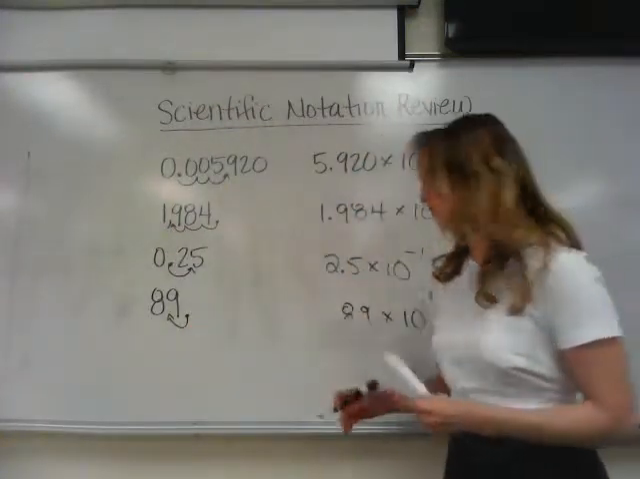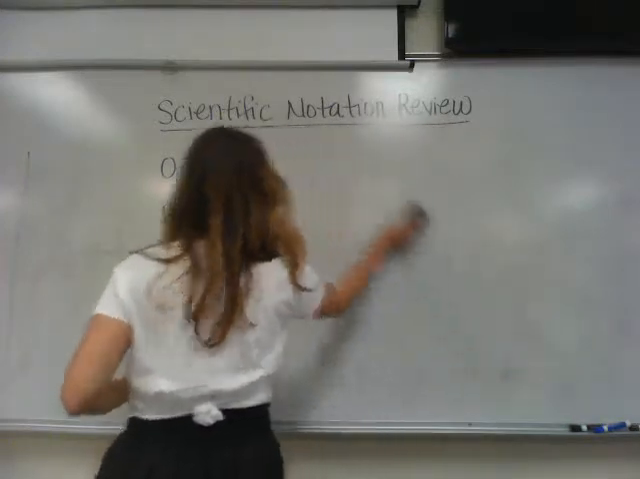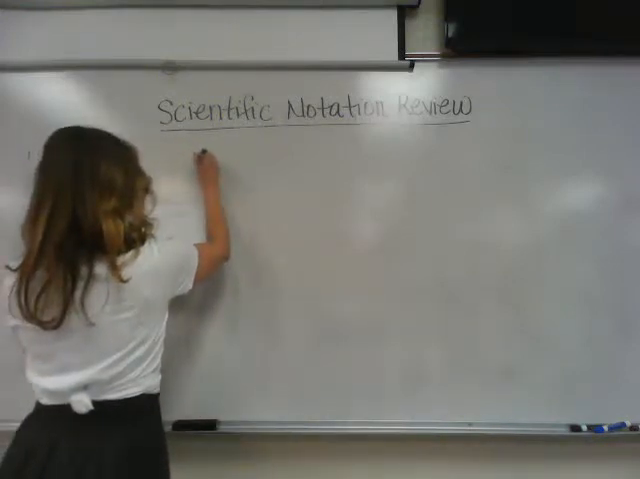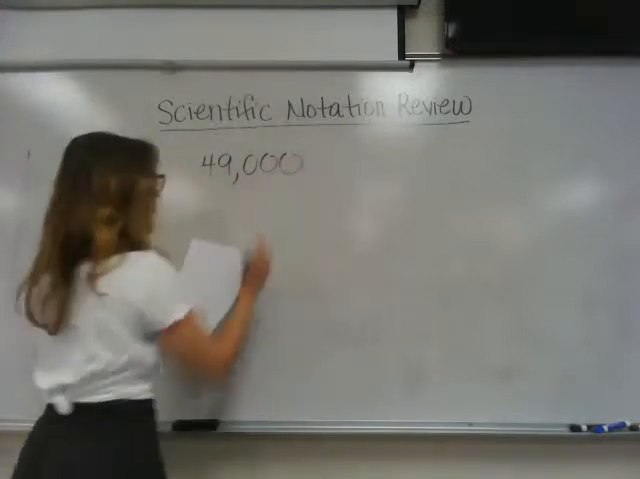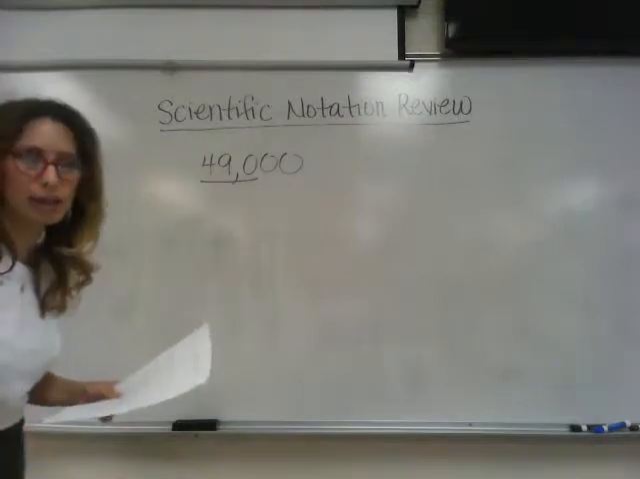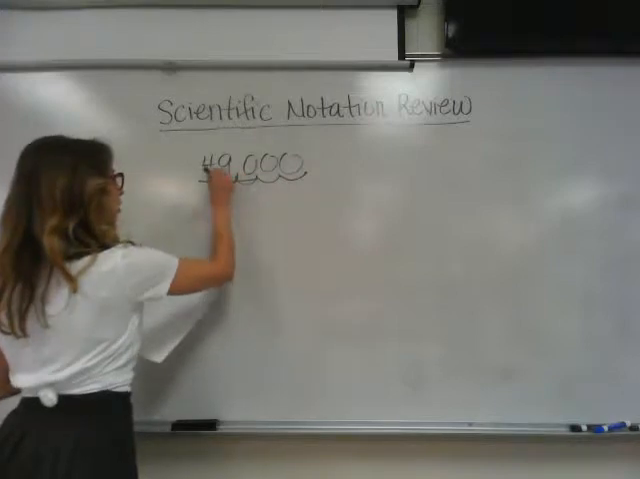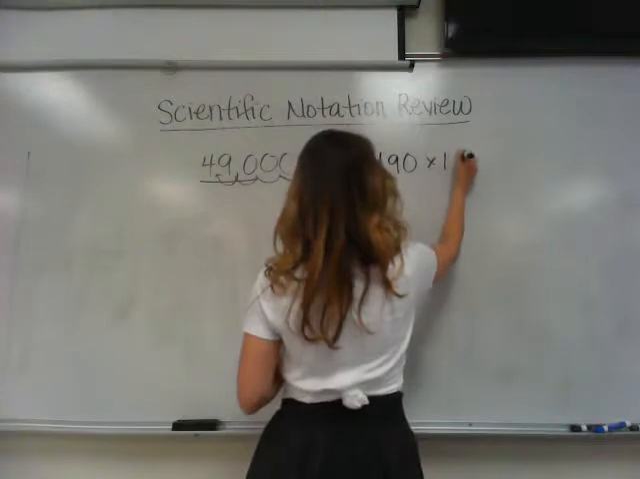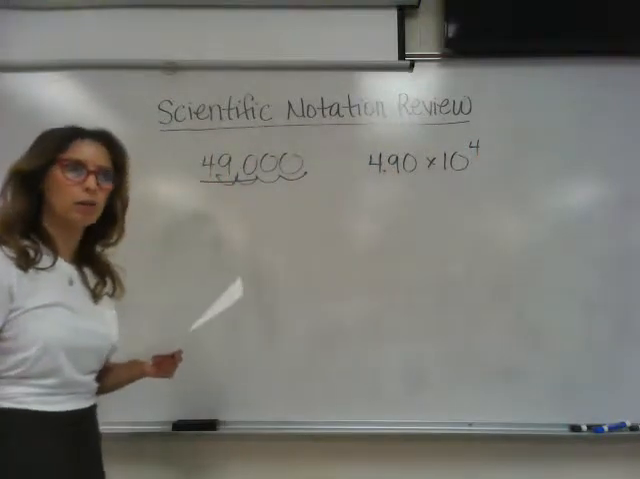Okay, now we're going to go the other way, except I'm going to specify how many significant figures I want when you put it into scientific notation. So 49,000. I want 3 significant figures when you put that into scientific notation. We're going to move the decimal over 1, 2, 3, 4 places, and our number is greater than 1. So this is going to be 4.90 times 10 to the 4th power.